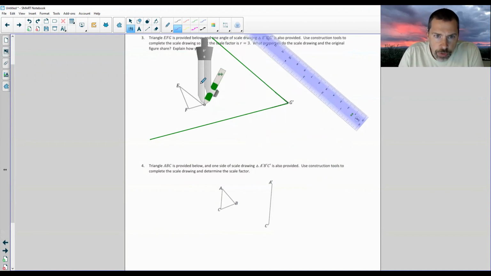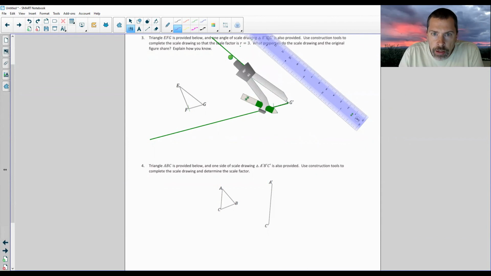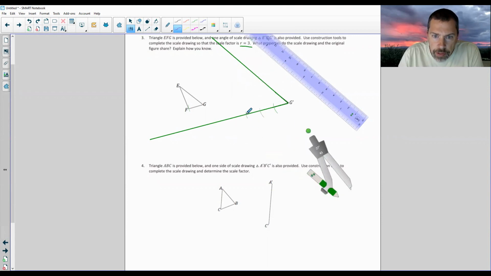And so now I want to put my point on G, open my compass up to a radius of FG like that, bring this over to G, and there it is. This says R equals 3. That means that's how many times I have to do this. There's 1. There's 2. There's 3. This is the point F prime.